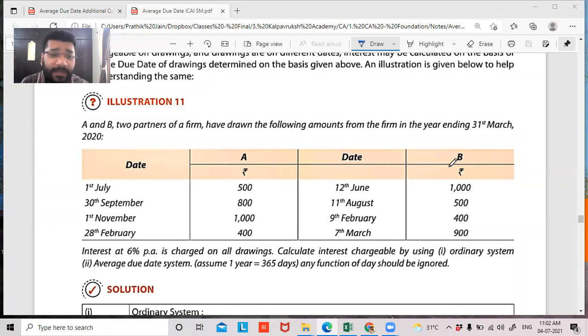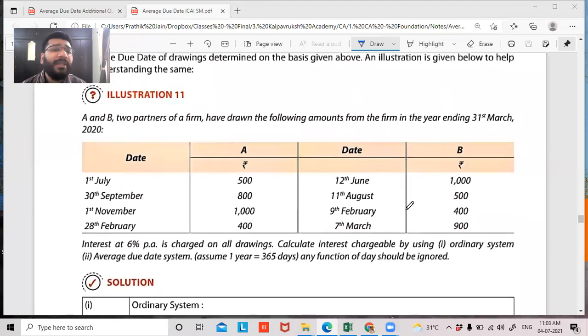Now, in this chapter, we are going to calculate the same interest on drawing from the point of view of average due date. The answer will be the same. Whether you do the simple method, product method, average period method, or use the average due date, the final interest will be the same, right? So let's understand how we do this.